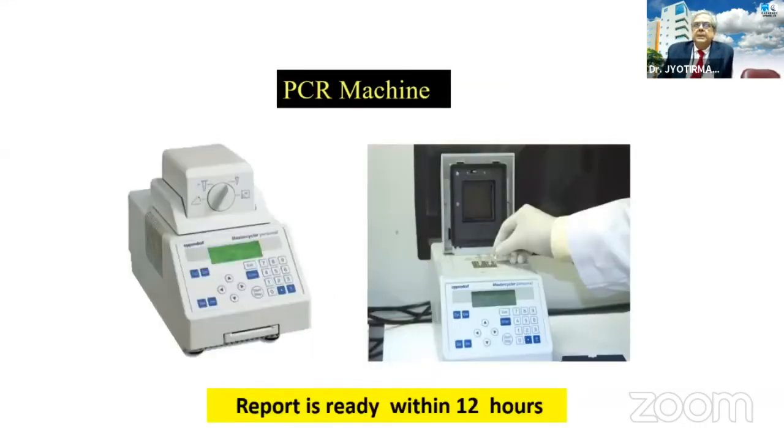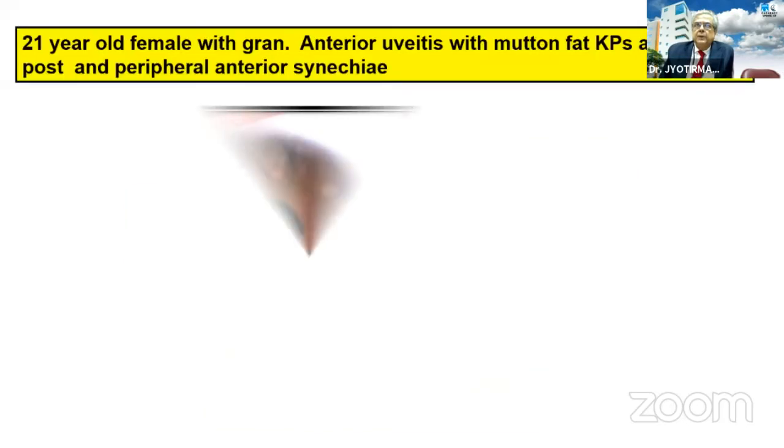Polymerase chain reaction sensitivity is around 80%, but specificity varies from 90 to 100% of cases. This is a PCR machine. The report is ready within 12 hours. This rapid result helps us quite a lot in infectious uveitis.